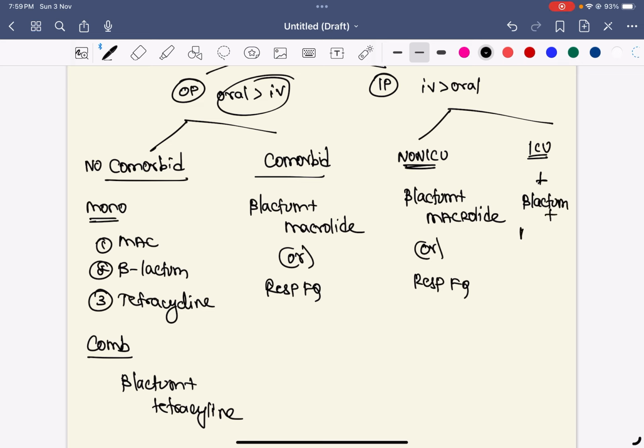If the patient is in ICU setup, then beta-lactam plus macrolide or beta-lactam plus fluoroquinolone should be given to the patient. In ICU setup alone, we have some special considerations. What are the special considerations?